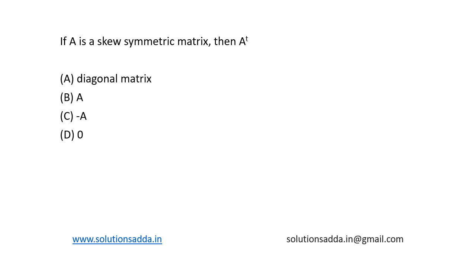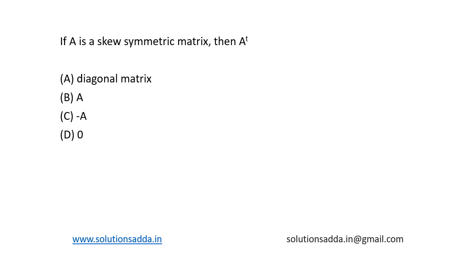This is a question from linear algebra. If A is a skew-symmetric matrix, then A transpose is, and four options are given. Option A, diagonal matrix. Option B, A. Option C, minus A. Option D, 0.